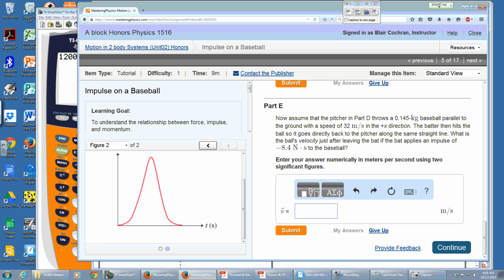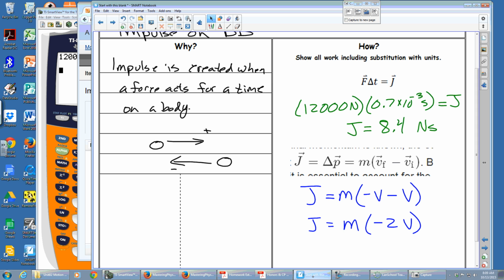And then now the pitcher throws this parallel to the ground with this speed. Batter hits it. What is the ball's velocity just after leaving the bat? The bat applied an impulse of this to the baseball. Oh, it's like putting it into that equation we just used to understand the one above. Cool.